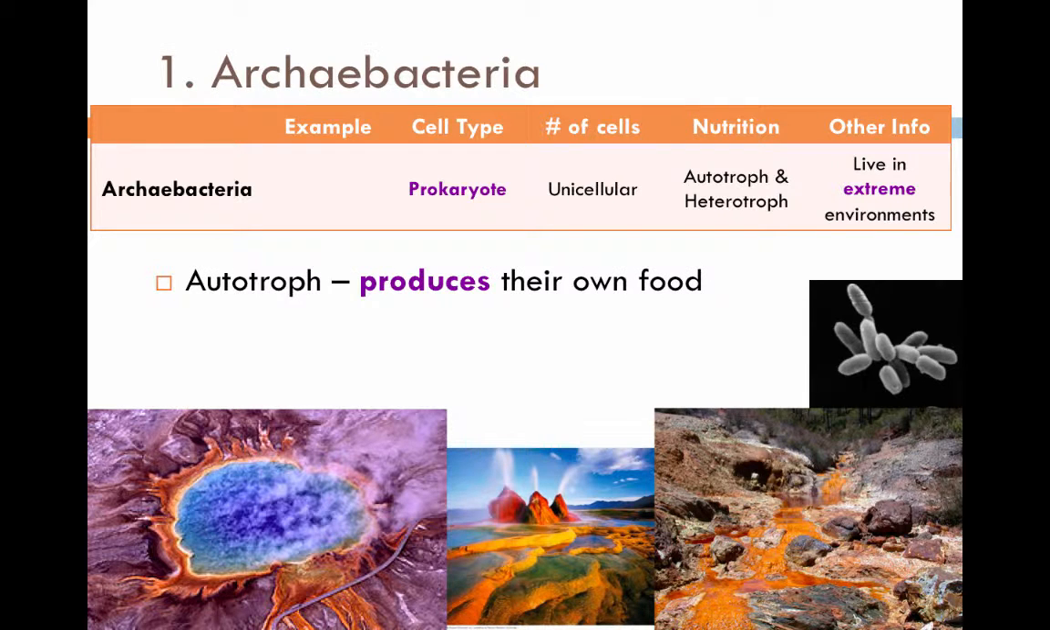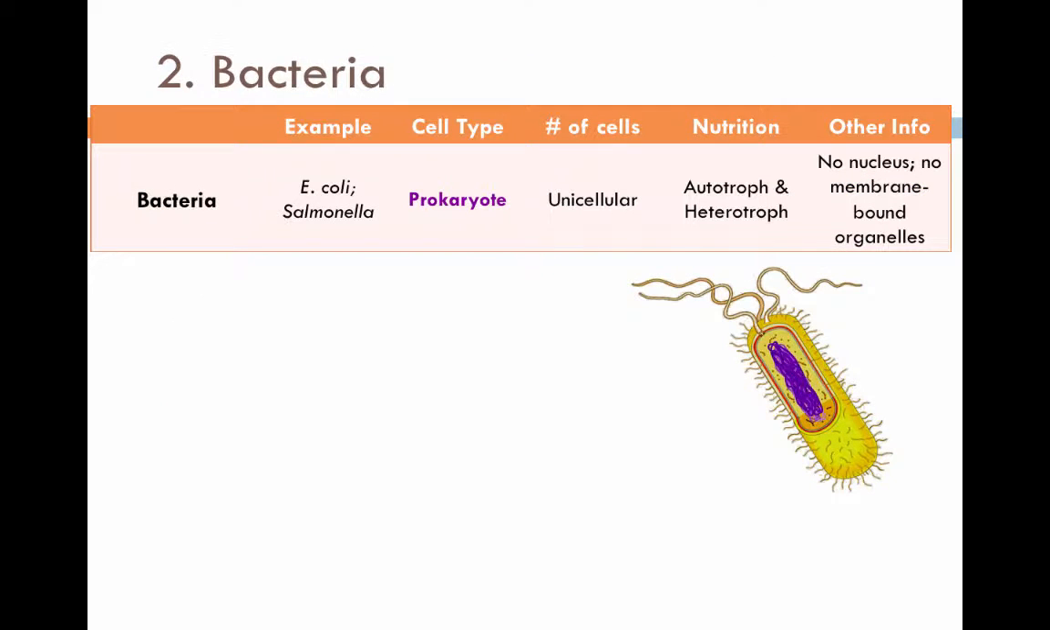You'll notice under nutrition, I said that they are autotrophs and heterotrophs. Autotrophs are organisms that produce their own food, like plants. Auto, they do it themselves. Remember that plants use photosynthesis to create their own glucose, which is their food? Well, Archaebacteria do something similar. They are also autotrophs. But some Archaebacteria are also heterotrophs. This means they eat their food, like us, animals. We cannot produce our food, so we have to eat it. We're heterotrophs.